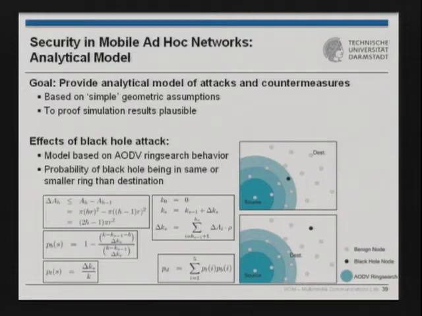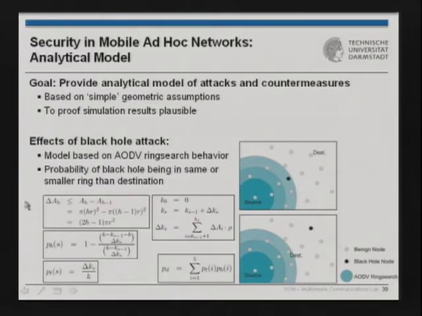So for example, for the effects of the black hole attack, what we describe is the probability for the black hole being in a closer ring regarding the AODV ring search than the destination. This means that if a black hole is located in the same or closer ring than the destination, the route request will reach the black hole, it will be able to answer and will attract the traffic. If the black hole is further away than the destination with respect to the ring search, then the route request will just not reach the black hole, and the black hole will have no chance to get active.